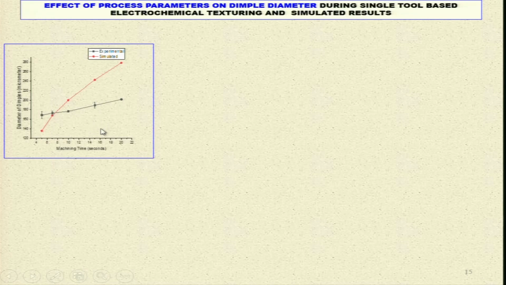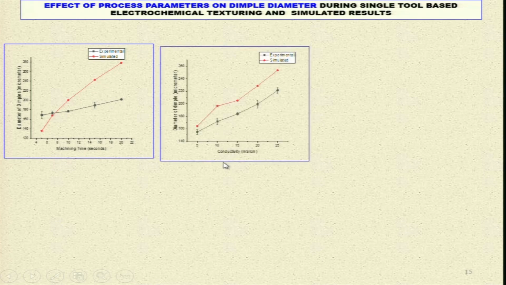Now, the basic explanation of this deviation is that certain assumptions were made during the development of the model for the simulation purposes, and that is why this much deviation is there. Those assumptions should be relaxed to get better agreement between the simulated results and the experimental results. Now, you can see here the variation of electrolyte conductivity, and this is the diameter of the dimple, and these are the experimental results and these are the simulated results, and slightly better matching is there in this particular case compared to this.